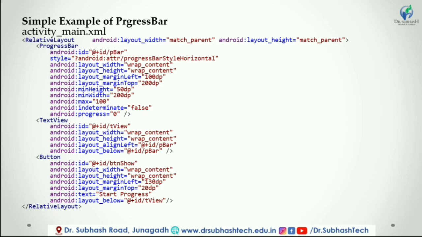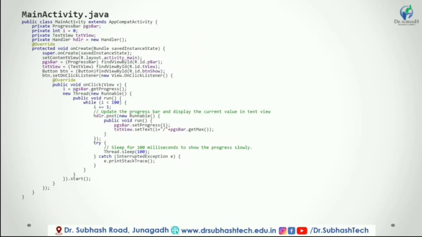Now we will create a simple example of a progress bar. In a relative layout, we contain one progress bar, text view and button. Create a new Android application using Android Studio and give the name as ProgressBarExample. In case you are not aware of creating an application in Android Studio, then first you have to learn how to create your first application.